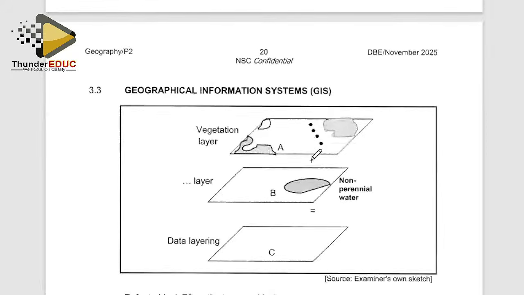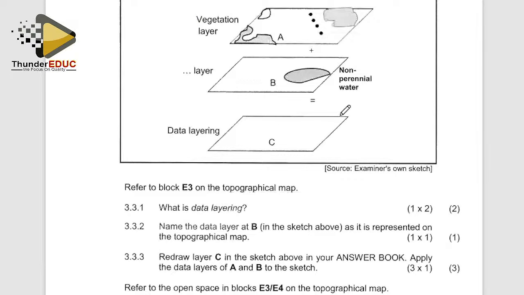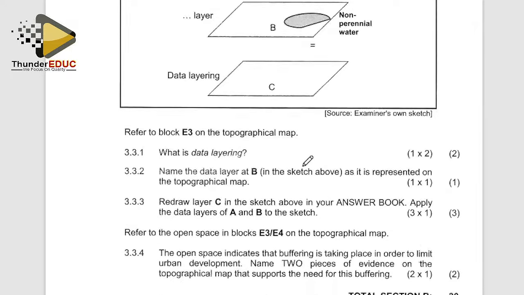Right, that takes us to GIS. We are looking at data layers. There is a vegetation layer. There is another layer with non-perennial water, and then data layering. Right. So what is data layering? Basically, layering is projecting, like what is shown there.